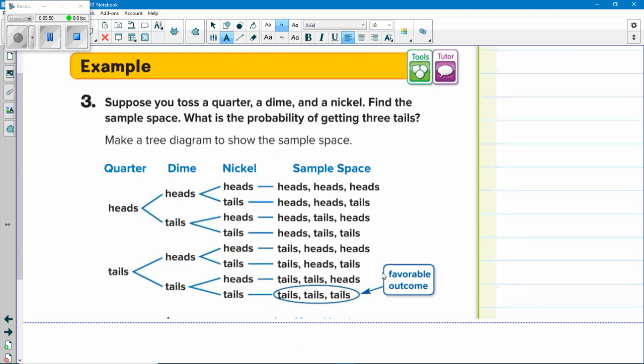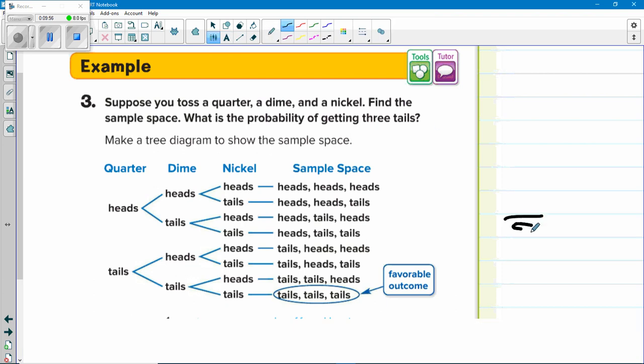So the total number of outcomes is 8. Okay? So that's our total number of outcomes. 8 different things that happen when you flip all 3 coins. How many of them are favorable? What did we want to see happen? 3 tails. How many ways can you get all 3 tails? 1. So if you flip 3 coins, your chance of getting all 3 coins to land on tails is 1 out of 8, which means you've got a very low chance of winning and a much higher chance of losing.